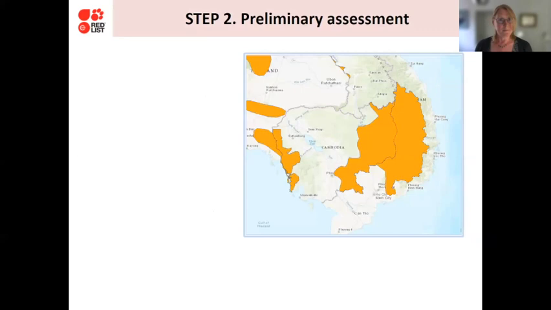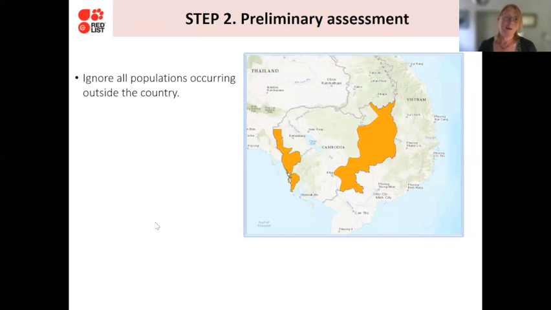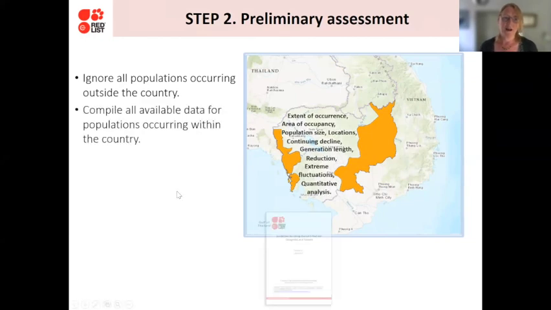Okay, so we've done step one. We have our nice list of not applicable species. We're now into step two. In step two, you have to do a preliminary assessment. Now we're going back to Cambodia for this example. Here we have a species which occurs in Cambodia and Vietnam and Thailand and probably beyond as well. But these are the neighbouring countries. For step two, we want you to ignore all populations occurring outside the country, just temporarily, pretend they don't exist, and then apply the red list criteria to the data you have within your country.